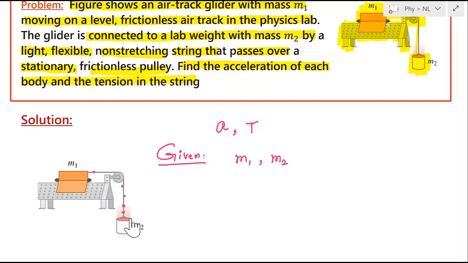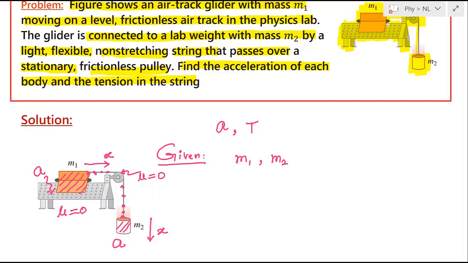This means if this point of the string moves by an amount x in this direction, this point of the string will also move by the amount x in this direction. In fact, all the points will move by the same amount. So we can say the acceleration of mass m2 is the acceleration of mass m1. Both have the same acceleration, and we will assume this acceleration is a. And this is frictionless, so there is no friction here, mu equals 0.